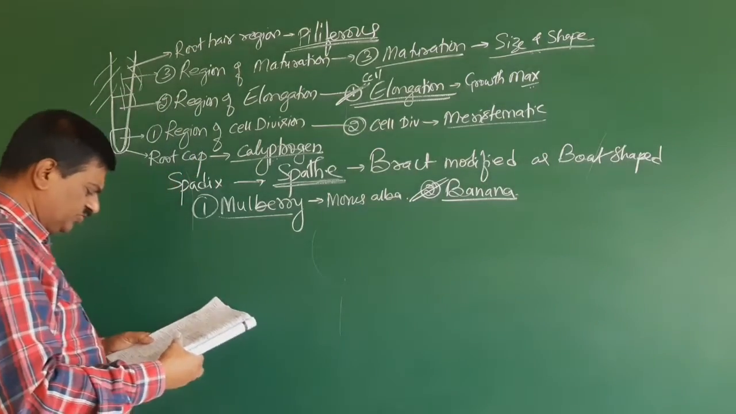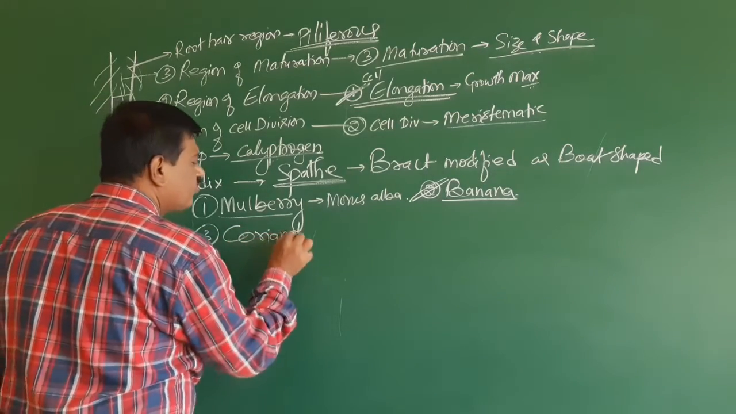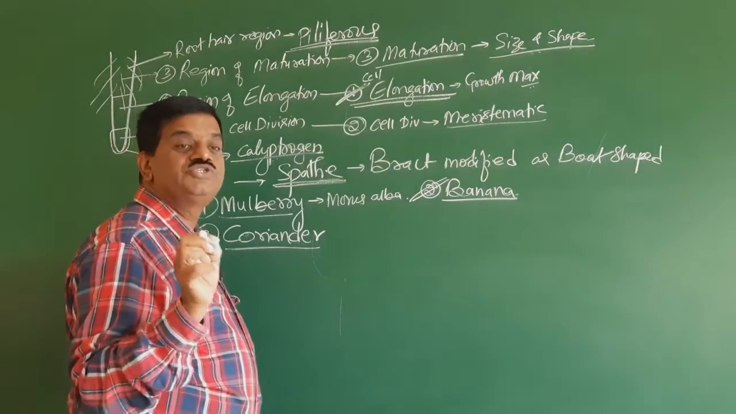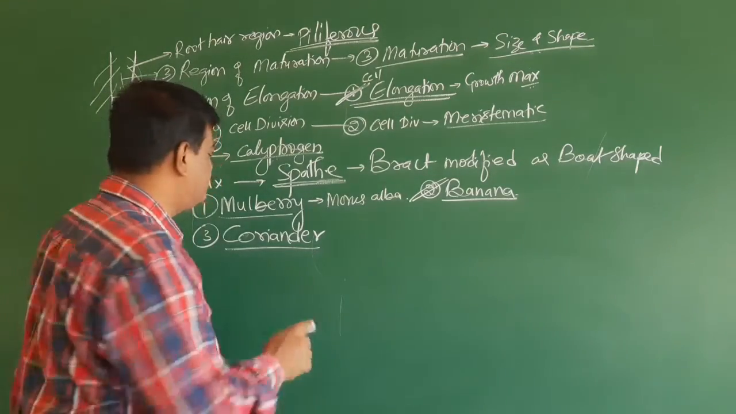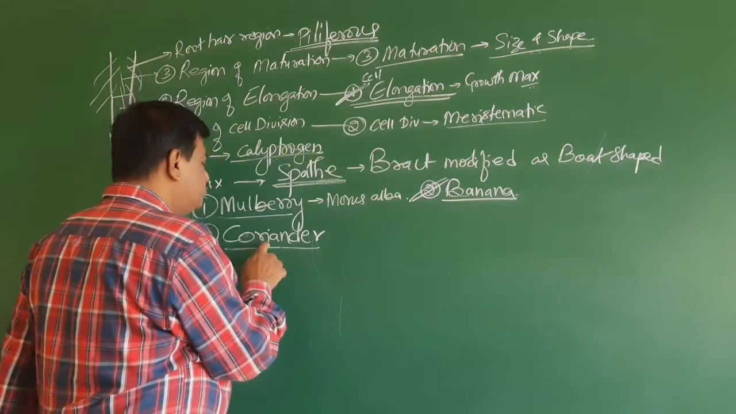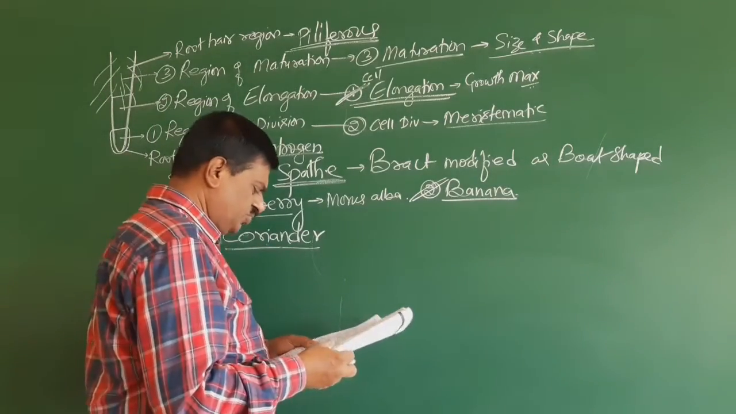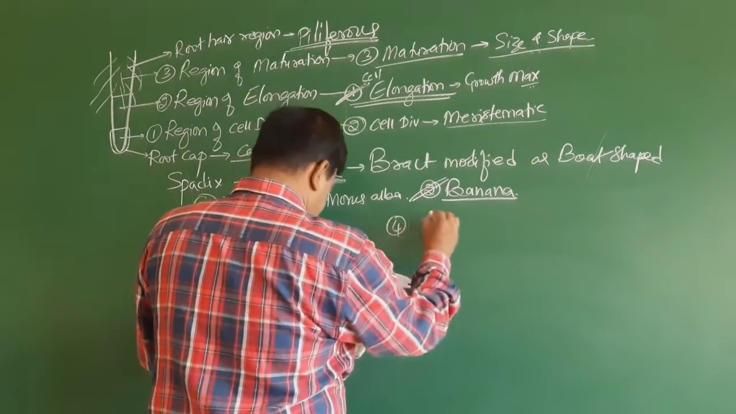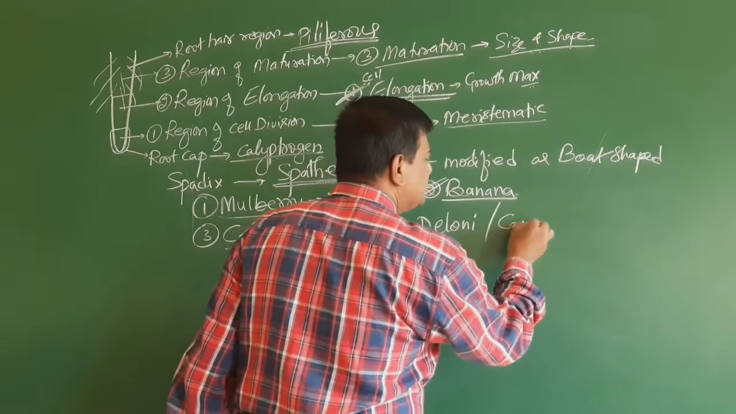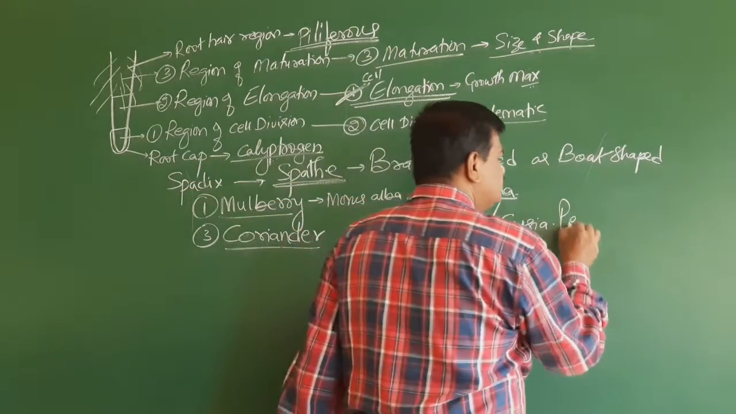So we go for the third option, coriander. Coriander is nothing but a fruit which has two mericarps. Two mericarps are present in coriander. In Kannada, dhania. So it has two mericarps, but this is not the answer. So we go for the fourth one. This is nothing but cassia. This cassia is commonly called peacock.